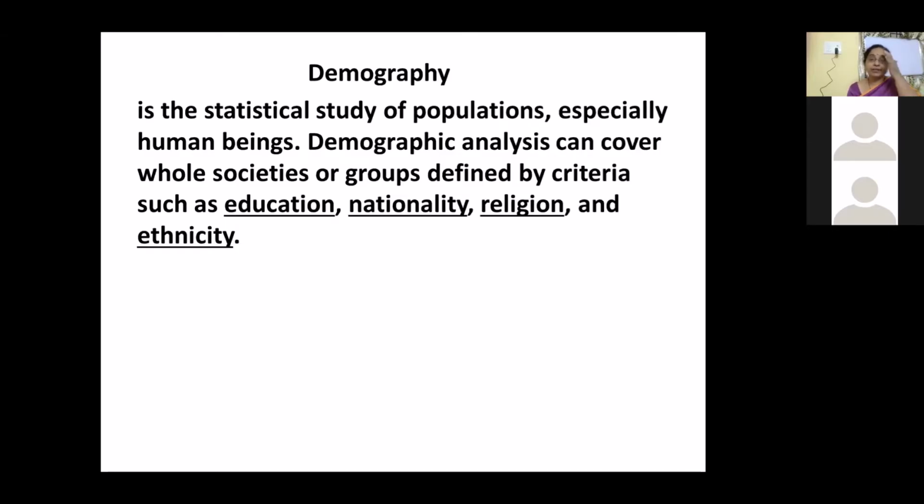Then nationality. Depending upon the nation or the country to which you belong, this demography also differs. Maybe in India, there will be a different kind of numbers like men to women. And maybe in the US, there will be a different kind of numbers, men to women. Like UK, Russia, Japan and all, the numbers may differ. That is nationality.